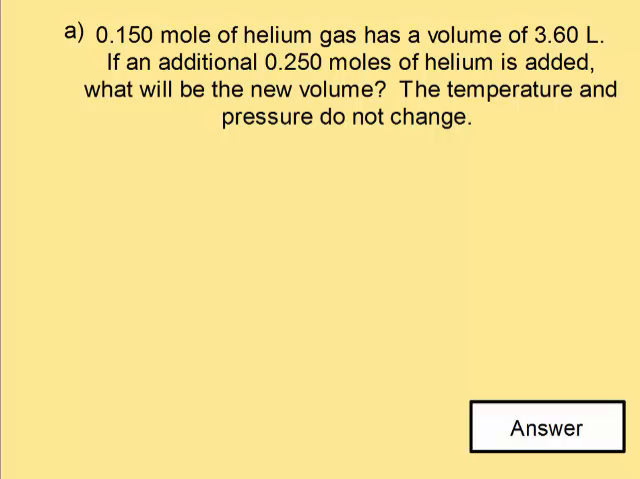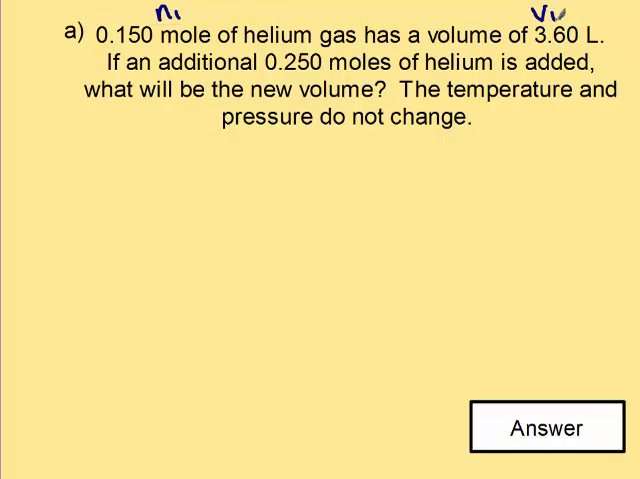So we know this one's Avogadro's law because it talks about moles and volume. And then I have another mole. So I have 2 moles and I have 2 volumes. So that's going to be N1. That's V1.